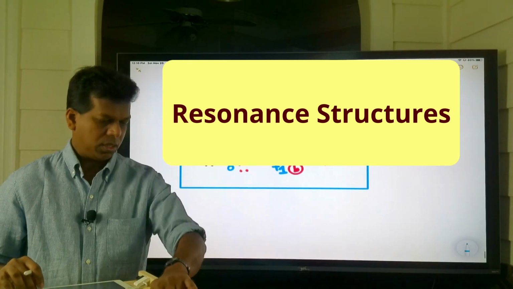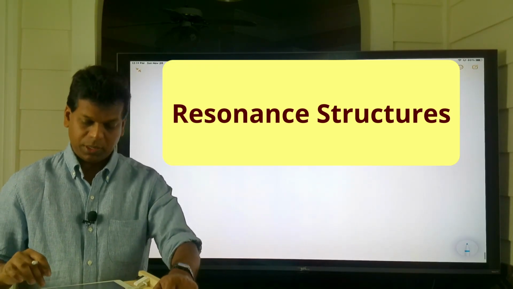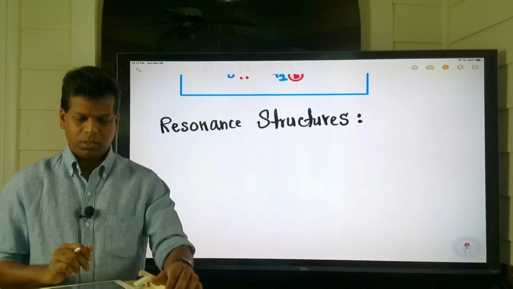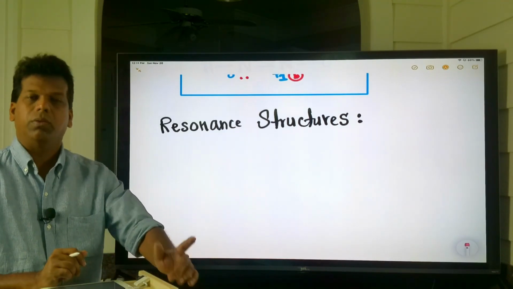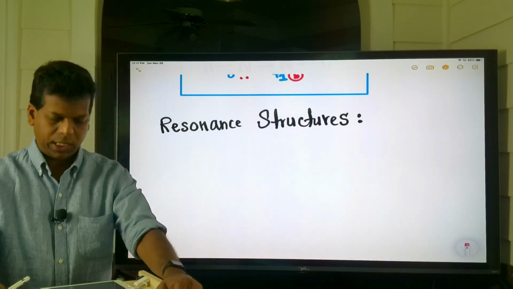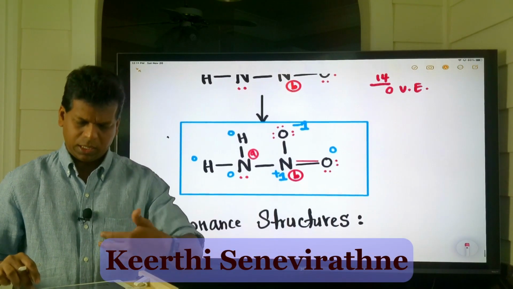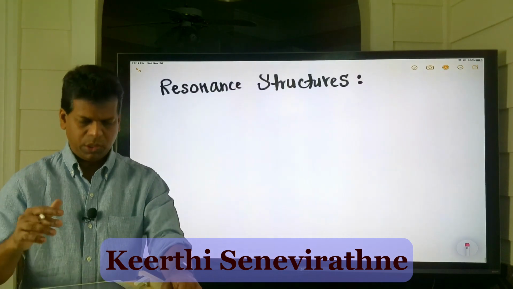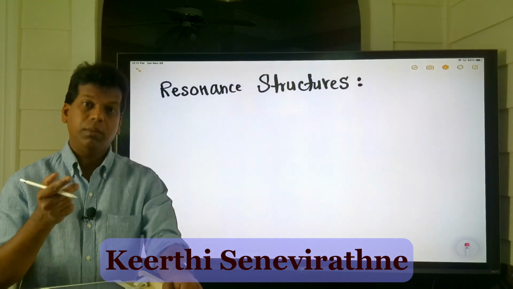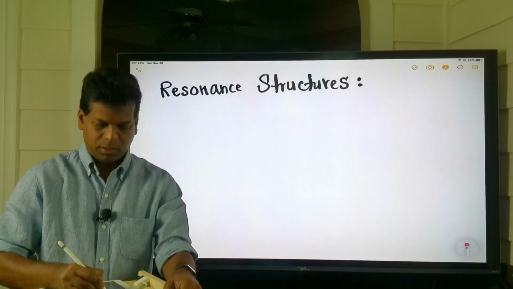So I think it is time to move on to the next topic, resonance structure. Let me start by writing a Lewis dot structure. We all can do this together. For a simple molecule, we did a couple of molecules. We can take one of these as well, but we will do that later. Let's take a simple molecule like nitrate ion.